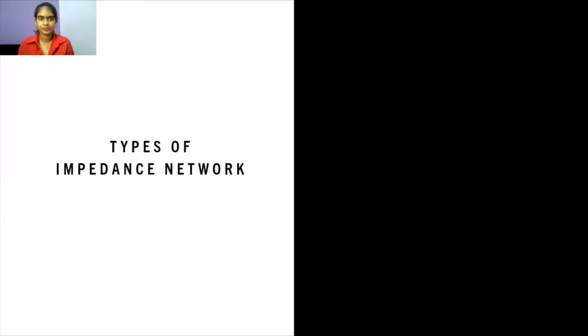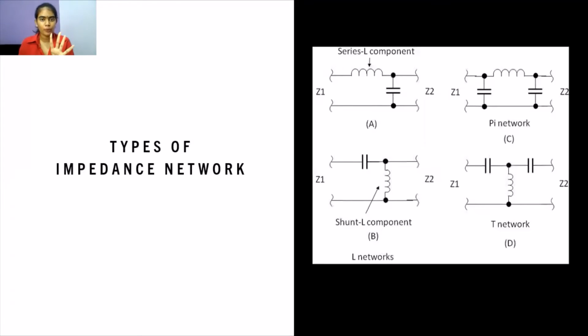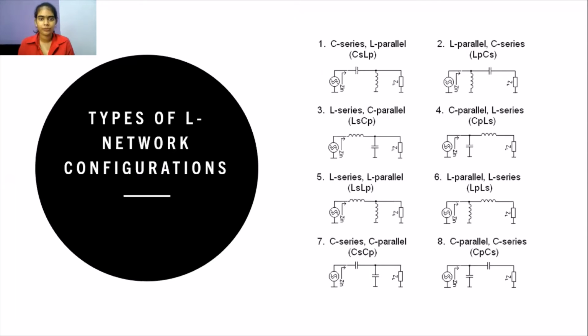Matching network. What are the types of impedance network? There are 4: series L component, shunt L component, pi network and T network. The series L component and shunt L component differ in the arrangement of capacitor and inductor. It's the same as the types of L network configuration. There are 8 types, where some of it are C series, if not C parallel, L parallel, if not the C series. But the Z in and ZL remain the same.